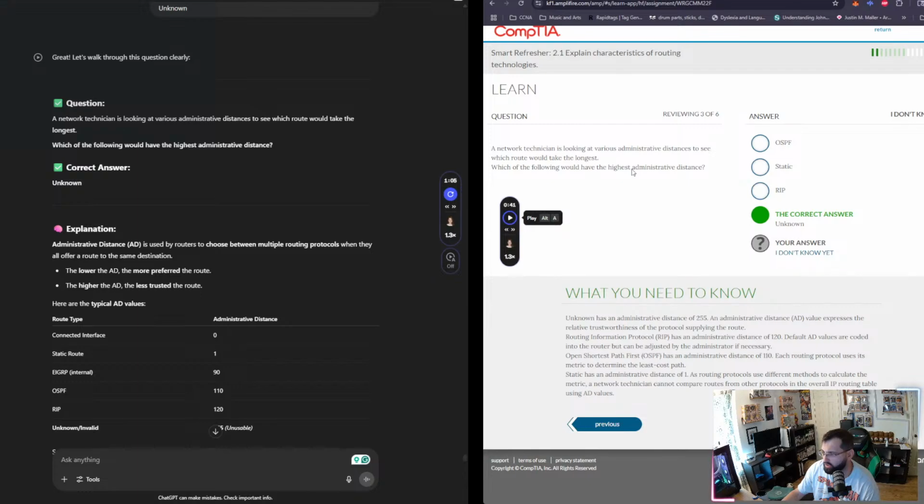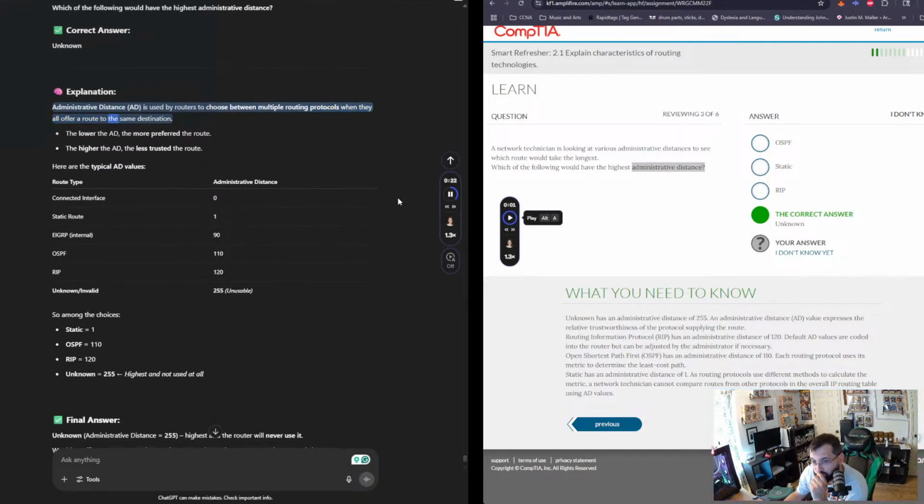What we need to make sure we understand is administrative distance. Great. Let's walk through this question clearly. Question: A network technician is looking at various administrative distances to see which route would take the longest. Which of the following would have the highest administrative distance? Correct answer: Unknown. Explanation: Administrative distance (AD) is used by routers to choose between multiple routing protocols when they all offer a route to the same destination. The lower the AD, the more preferred the route. The higher the AD, the less trusted the route.